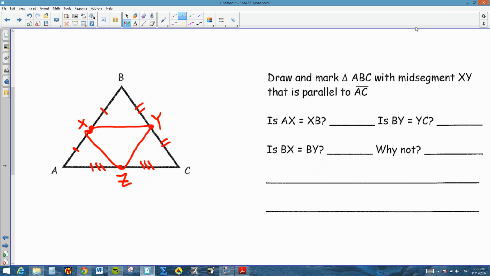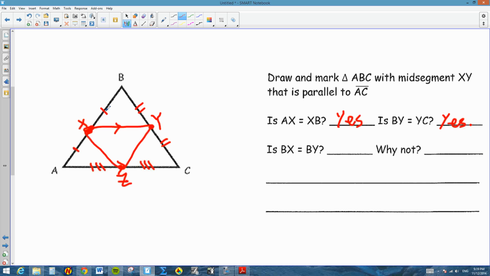Draw and mark a triangle ABC with a mid-segment that is parallel to AC. So XY is parallel to AC. This XY is parallel to AC. So is AX equal to XB? AX, XB? Yes. Is BY equal to YC? BY equal to YC? Yes. So is BX equal to BY? BX equal to BY?